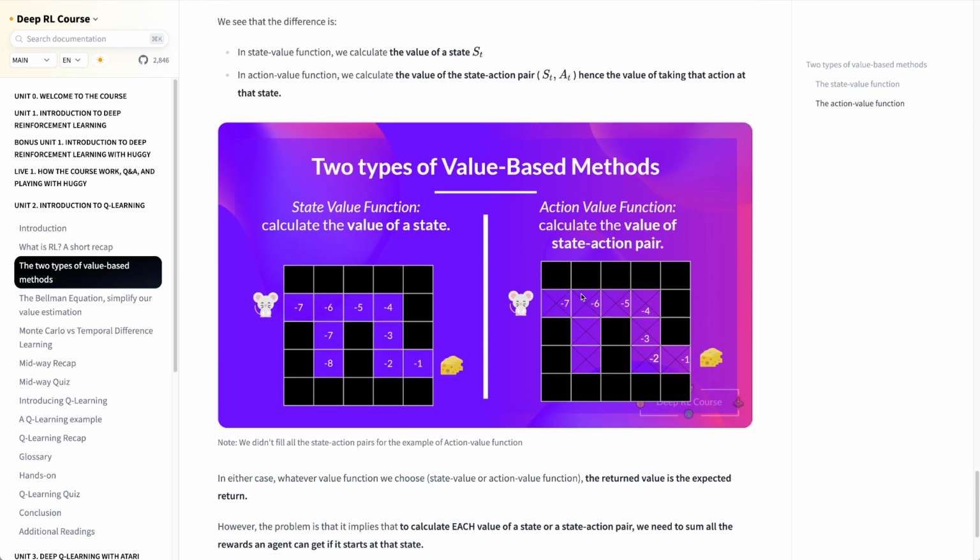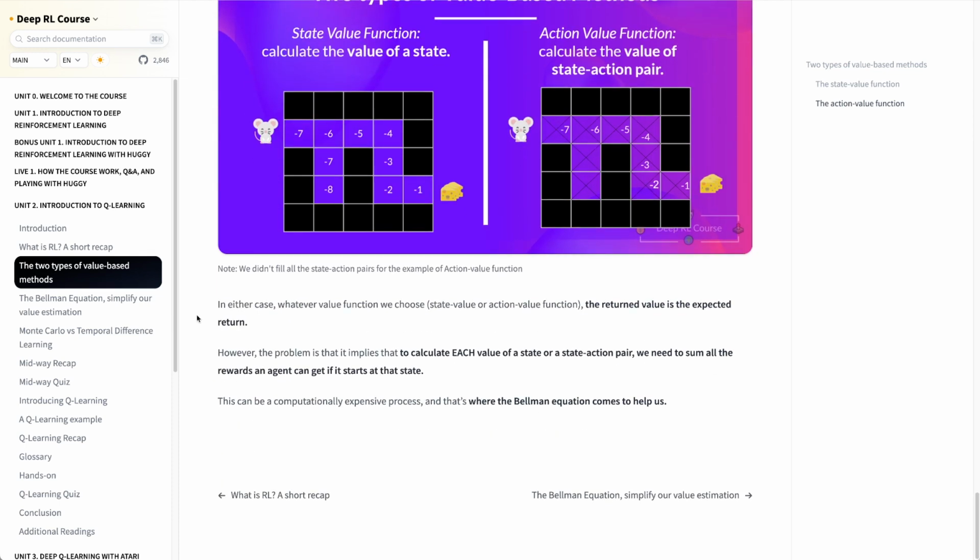So there's 2 types of value-based methods. State value function calculates the value of the state, and the action value function calculates the value of the state action pair. So no, we didn't fill all the state action pairs for the example. Yeah, so we saw that already. In either case, whatever value function we choose, a state value or action value function, the return value is the expected return. Okay, however, the problem is that it implies that to calculate each value of the state or state action pair, we need to sum all the rewards an agent can get if it starts at that state. This can be computationally expensive process, and that's where the Bellman equation comes to help us.